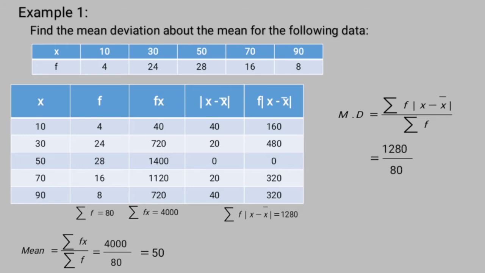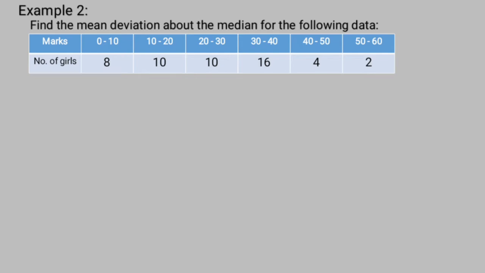Simple. Now we are going to substitute the values in the formula. Sigma f of modulus x minus x bar is 1280 by sigma f is 80. On dividing this, we will get mean deviation is equal to 16. Okay. Let us see another example.